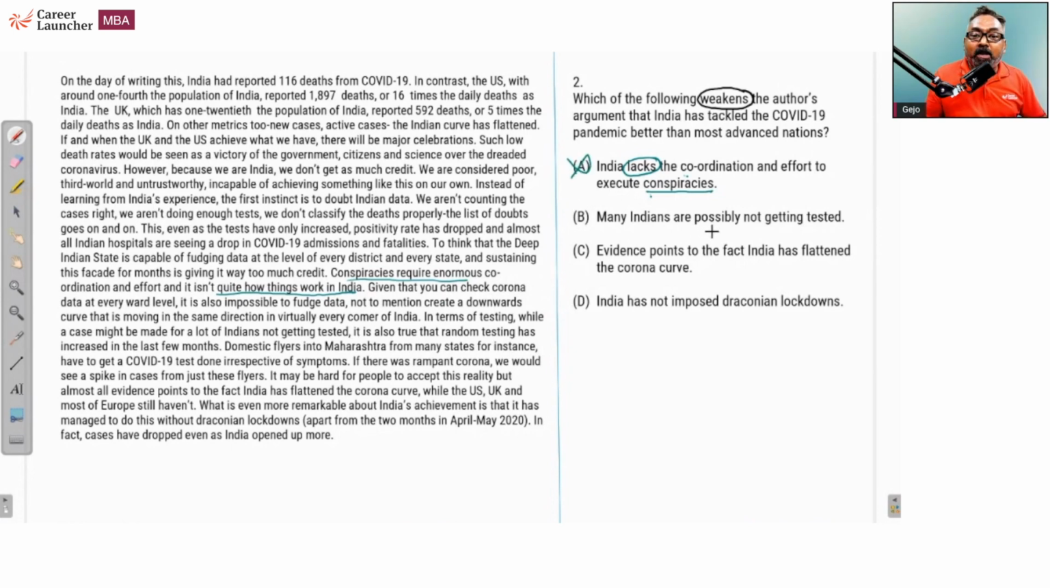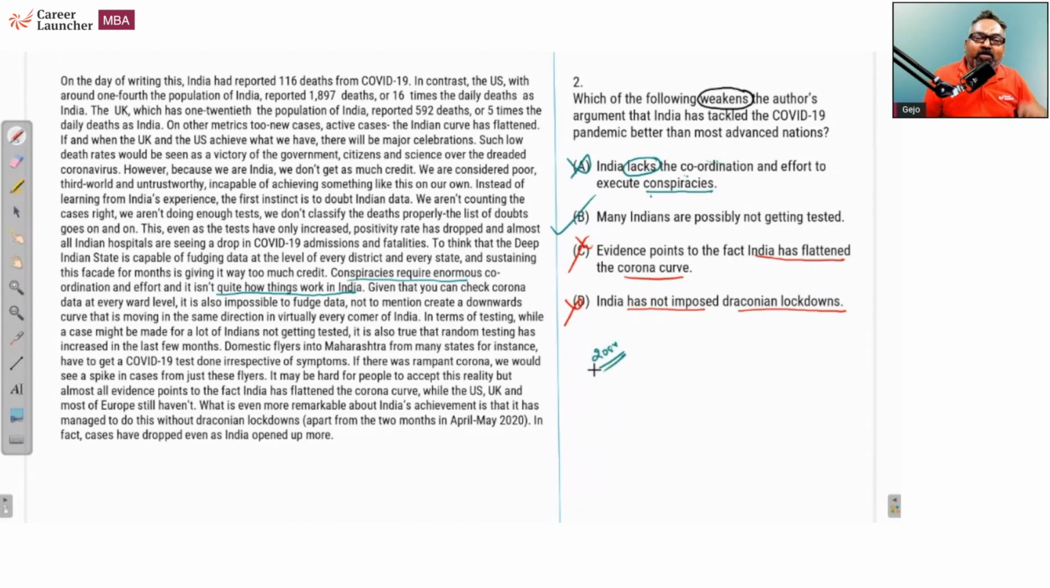Many Indians are possibly not getting tested. Looks like a pick me. But if you look at, evidence points that India has flattened the corona curve. That is something positive. India has not imposed draconian lockdowns. Irrelevant. So here, answer choice had to be answer choice B. It is not going to pick me. You have to weaken the author's argument. If many Indians are possibly not getting tested, then the data is fudged. Clean. Maybe another 5 seconds more, 20 seconds here.